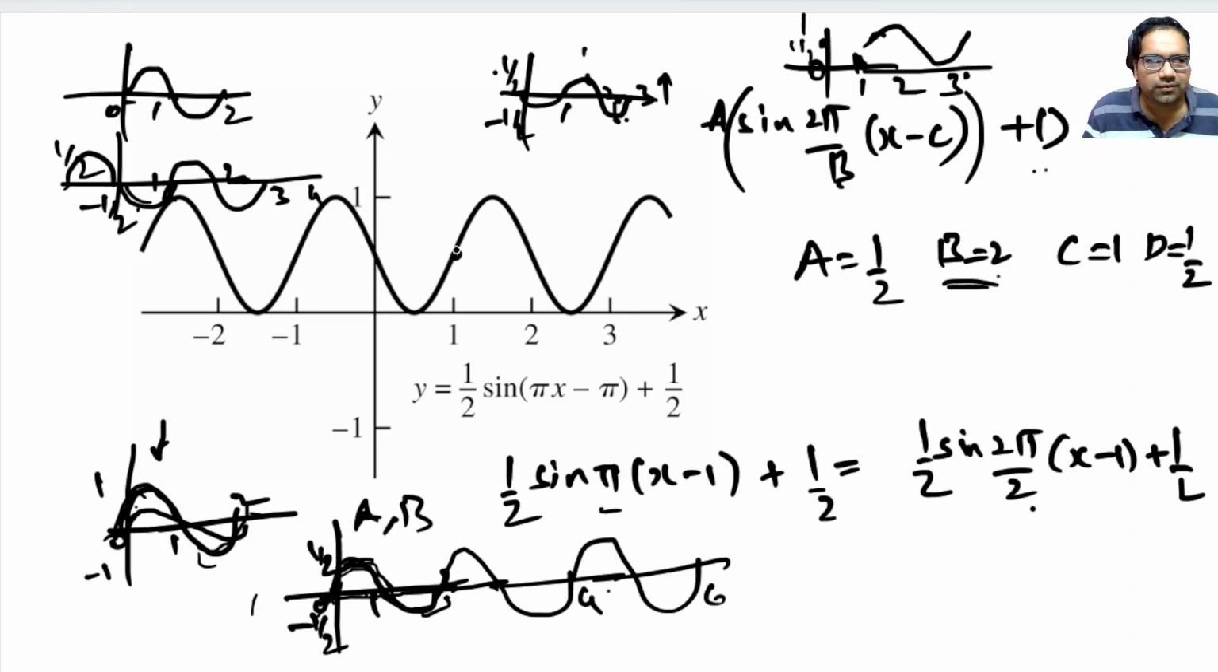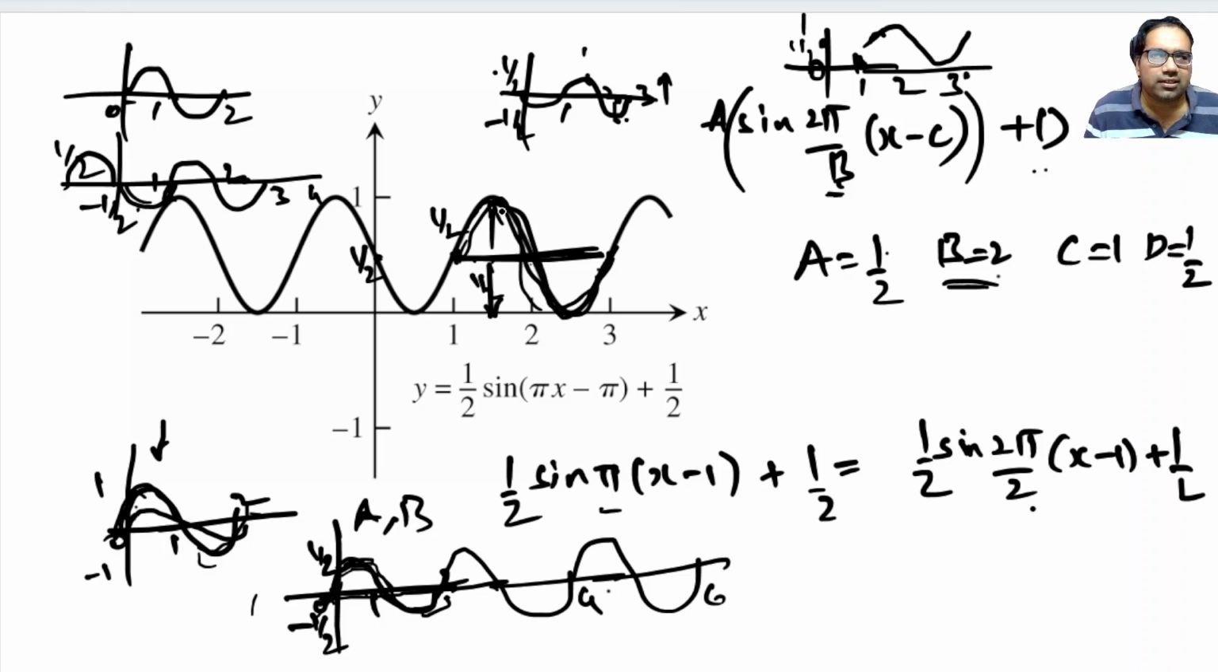Okay, we start with 1. From 1, this distance is actually half. This distance is half, and this distance is also half. The cycle is repeating in 2 units. That is this period B. B is 2. That means from here to here, it is actually 2 units: 1, 2, 3. Okay, B is 2. Then A is half.